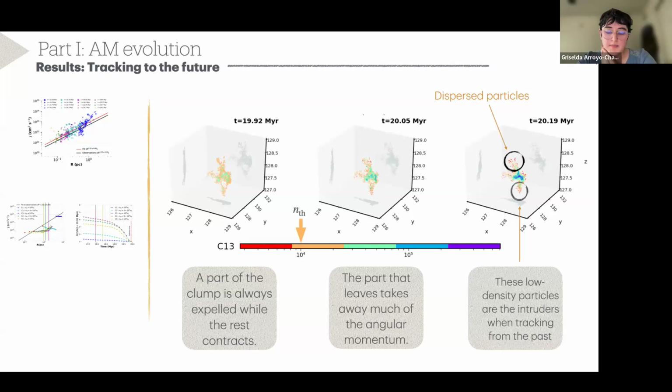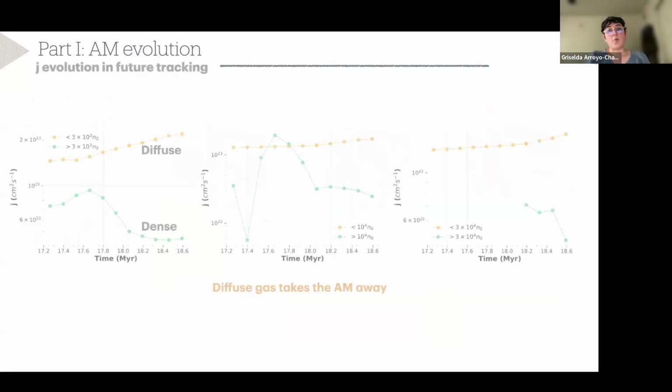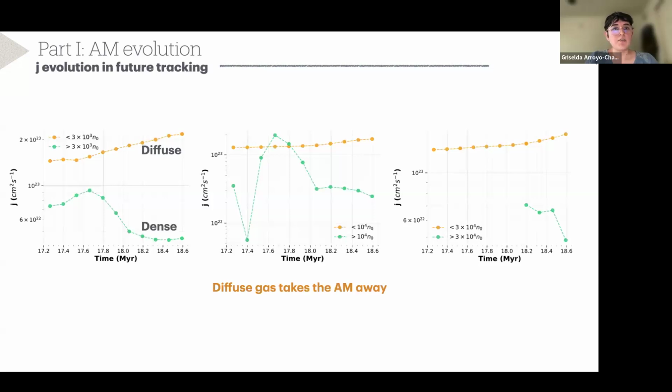So these red particles, so imagine that I define a new clump here. The new clump here will be smaller, will be denser, but if I track this clump from the past, as in the previous case, these particles will be the intruder particles here at the first time step. So these particles are the intruders that leave the volume defined by the new clump, take away most of the angular momentum of the cloud, and allow the rest of the material to collapse. What we are saying is that this fraction of the material is taking away most of the angular momentum.